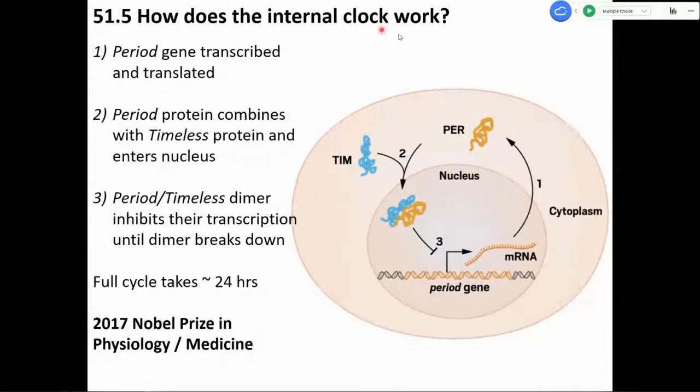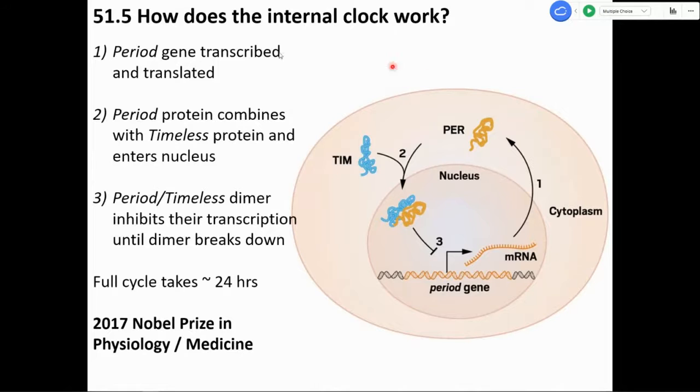So how does this internal clock work? There are a whole host of genes involved in controlling circadian rhythms. Period is just one of them. Period was discovered in fruit flies, but we actually have three homologs of it in ourselves, in humans. The protein has a 24-hour lifespan. When it's gone, the cycle resets. Well, yes, the dimer does.